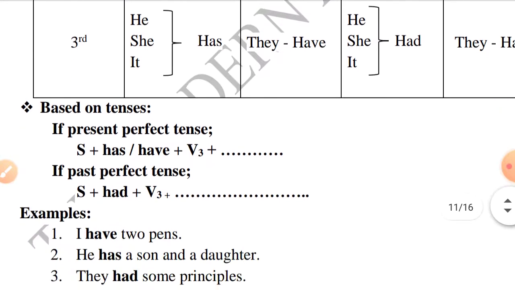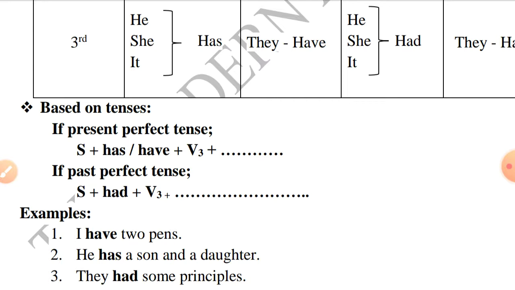Now here, present perfect tense. If it is a present perfect tense, what is the rule? If it is the past perfect tense, what is the rule? For that, first you have to know what is present perfect tense and what is past perfect tense. Okay, first present perfect tense.